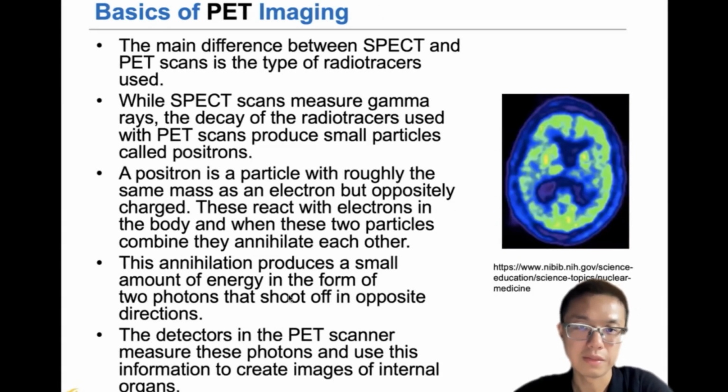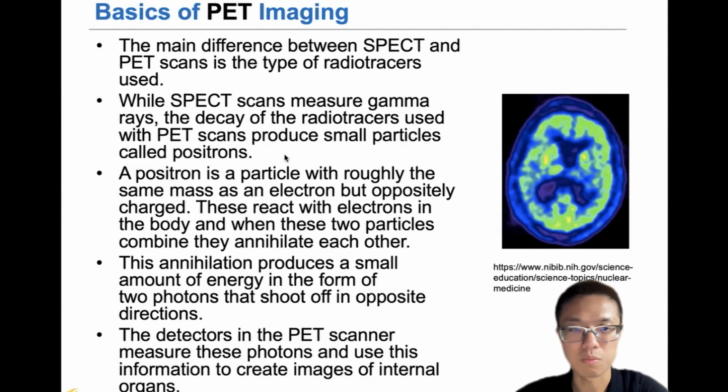And we also have PET imaging. The main difference between SPECT and PET scans is the type of radio tracers being administered. So they have different tracers for PET and SPECT. SPECT scans measure gamma rays, but for the PET scan, they use the decay of the radio tracer.